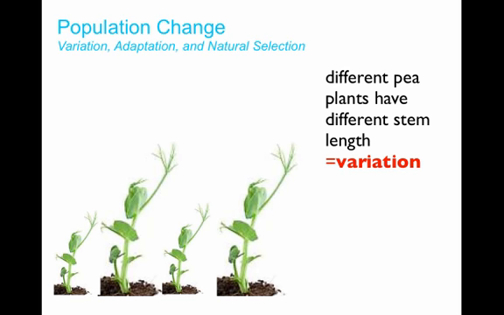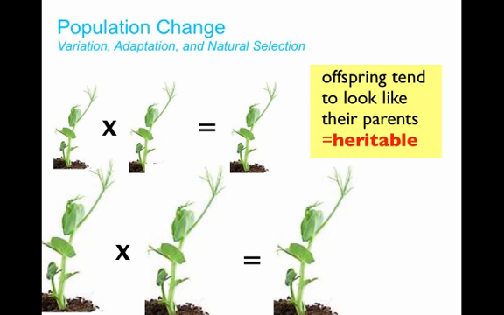In this example, we're going to be talking about a population of pea plants that are growing in your backyard this summer. What we can notice is that different pea plants have different length stems, and this counts as variation within the population. The next thing that we might notice is that offspring tend to look like their parents, and this tells us that stem length is a heritable variation.